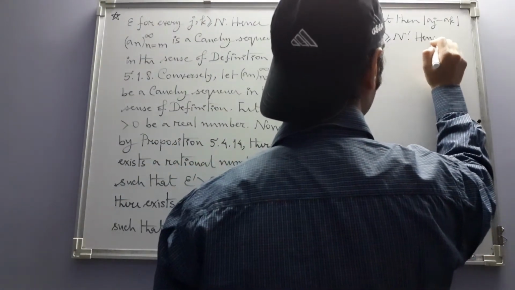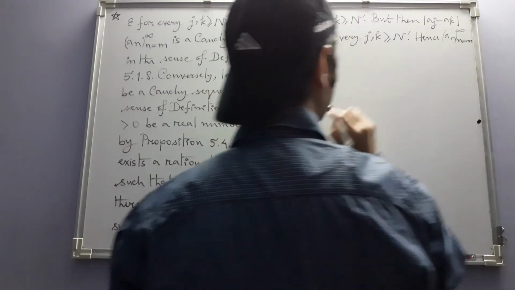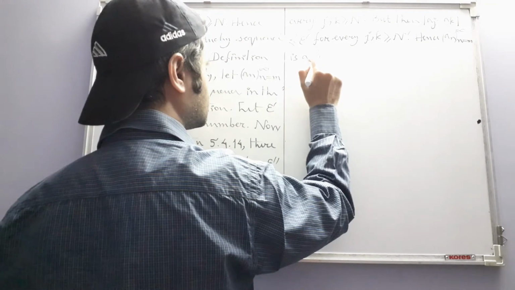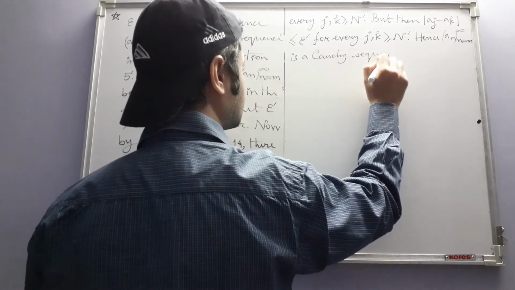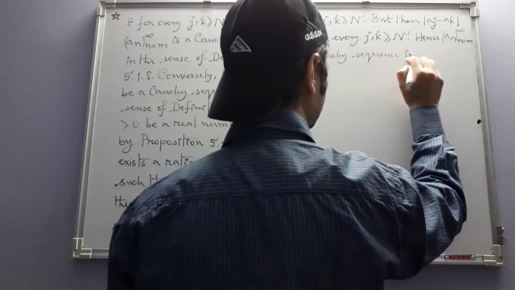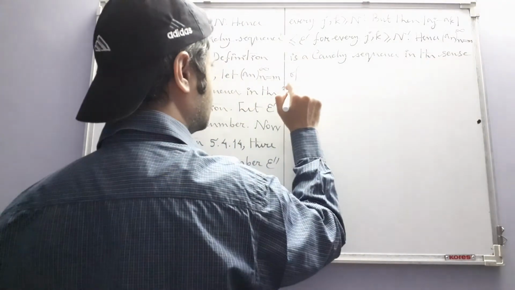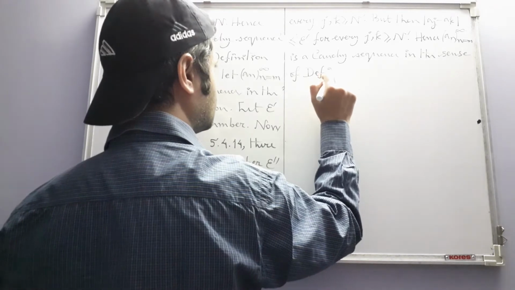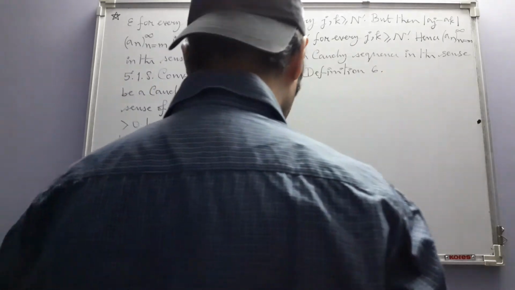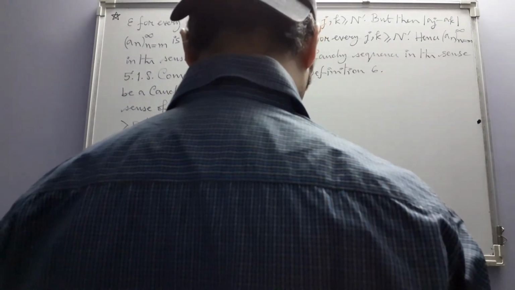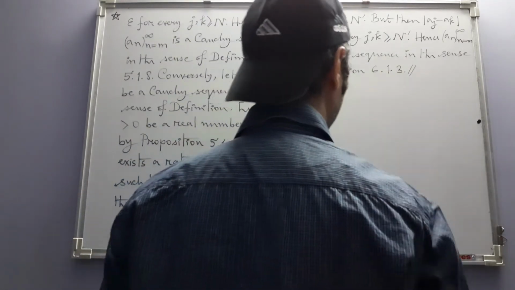Hence an is a Cauchy sequence in the sense of the new definition, definition 6.1.3. So that completes the proof.